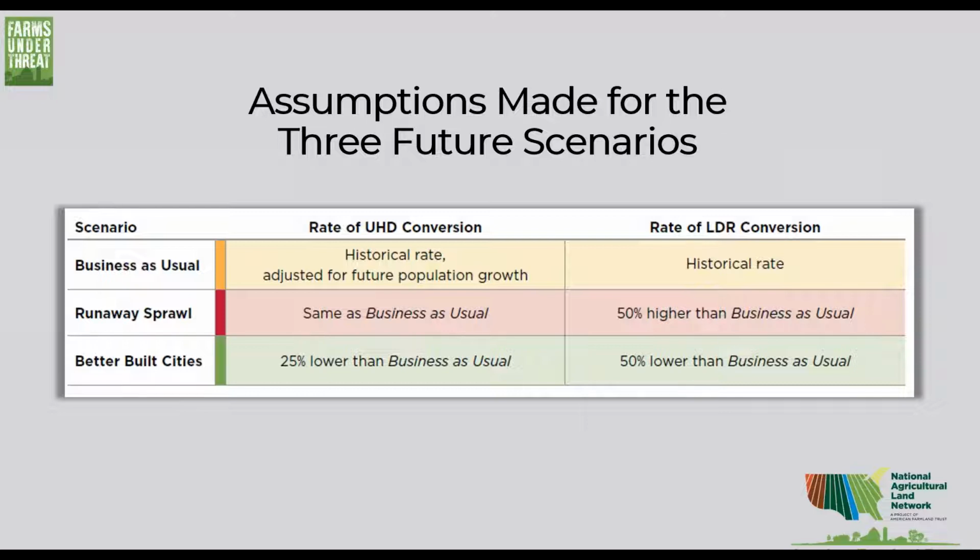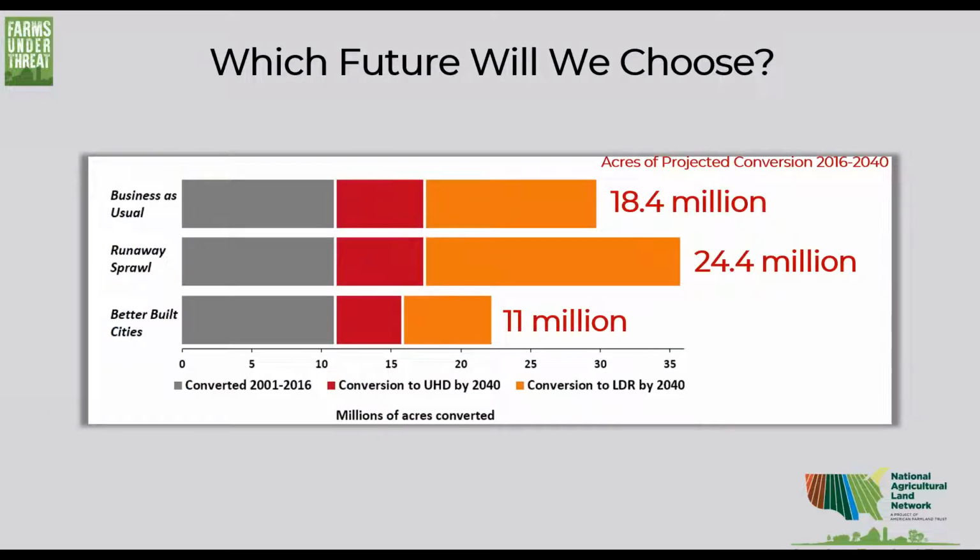So now let's look at each scenario's potential impact. You see here on the left, the gray areas show the 11 million acres of land that was converted just in the first 15 years of this century. That includes just under 235,000 acres in Colorado that were converted. Under business as usual or worse, runaway sprawl, we may see another 18.4 or even 24.4 million acres of farm and ranch land converted or threatened.